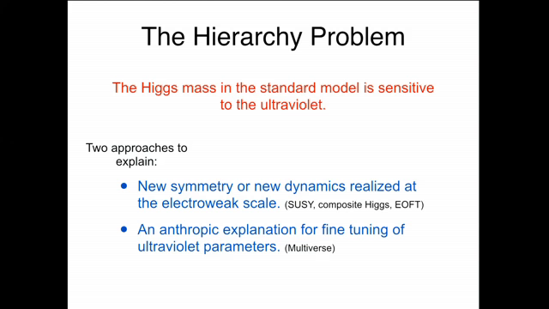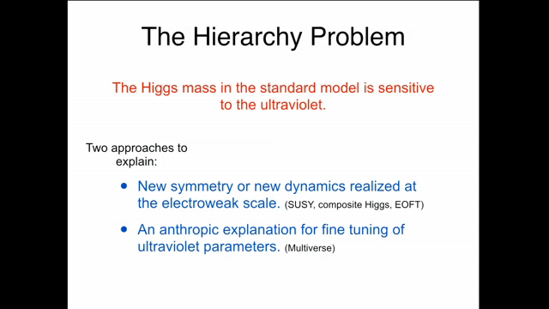One is through the introduction of either new symmetries or new dynamics at the electroweak scale. This is supersymmetry, composite Higgs, or, say, models of extra dimensions where field theory itself ends at the weak scale. All of these ways of solving this problem predict lots of new physics at the weak scale, and so far we haven't seen any evidence for any of that.